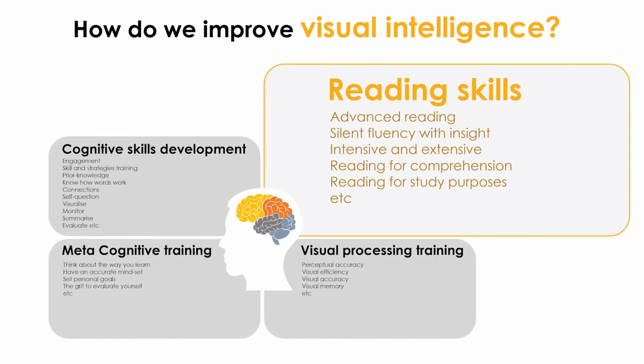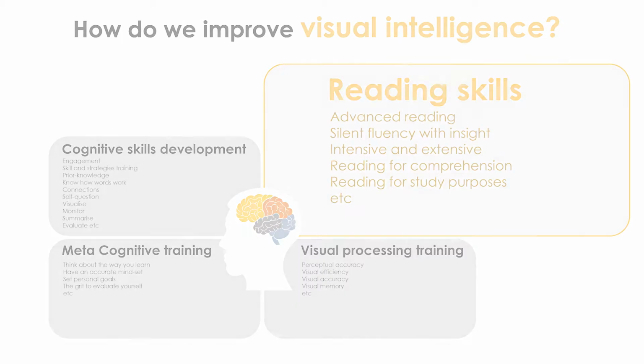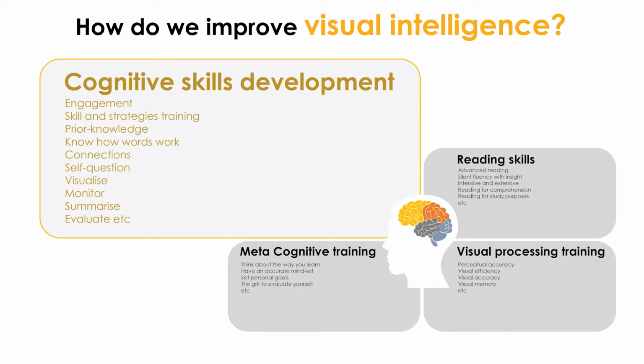The second aspect would definitely be the reading skills, where we have to build upon the basic or foundational reading skills to get to advanced levels. Then of course the comprehension or cognitive skills development, where we really need to look at engagement, prior knowledge, knowing how words work, connecting prior knowledge with new knowledge, and using all these different strategies and skill sets that we have to develop for comprehension.